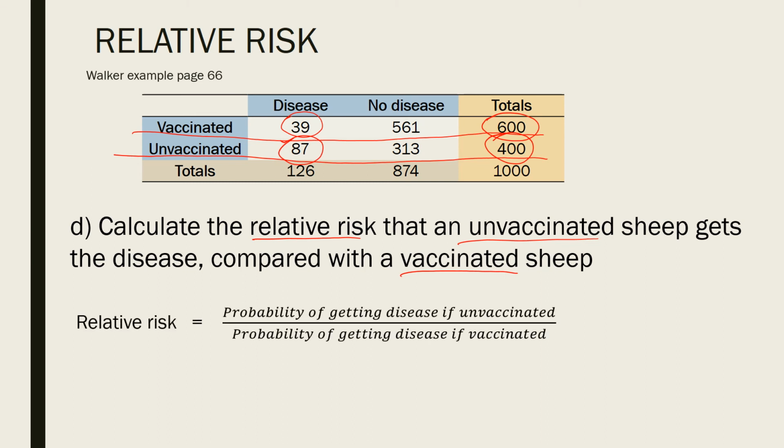So the relative risk is the probability of getting the disease if unvaccinated compared to the probability of getting the disease if you are vaccinated. We worked out those probabilities before. So the top line here, that 0.2175, is 87 out of 400, and the 0.065 is the 39 out of 600. That's where those two come from. And that's 3.346.